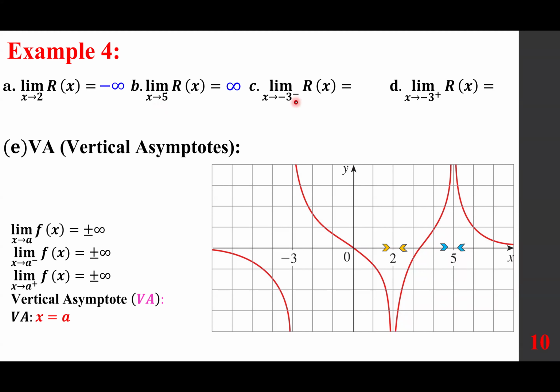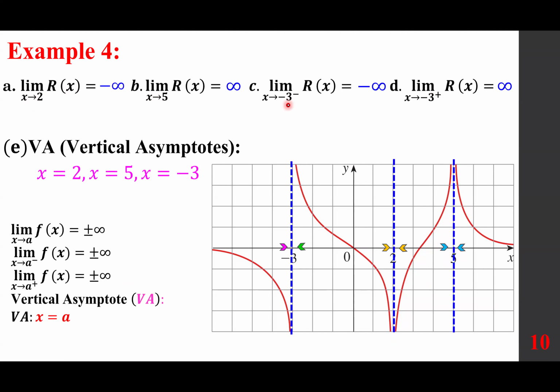What about negative 3? Well, the limit of R of x as x approaches negative 3 from the left takes us down to negative infinity. The limit of R of x as x approaches negative 3 from the right is a different story, it takes us to positive infinity. According to this definition, in this case, x equals 2. In this case, x equals 5. In this case, x equals negative 3. In this case, the same thing, x equals negative 3. Those are the vertical asymptotes. This is how you find vertical asymptotes. And again, because these are graphs, you may not worry about showing work.